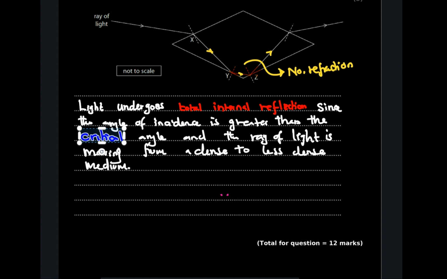Conditions for total internal reflection: the angle of incidence must be greater than the critical angle, and also the ray must be moving from a dense to less dense medium.